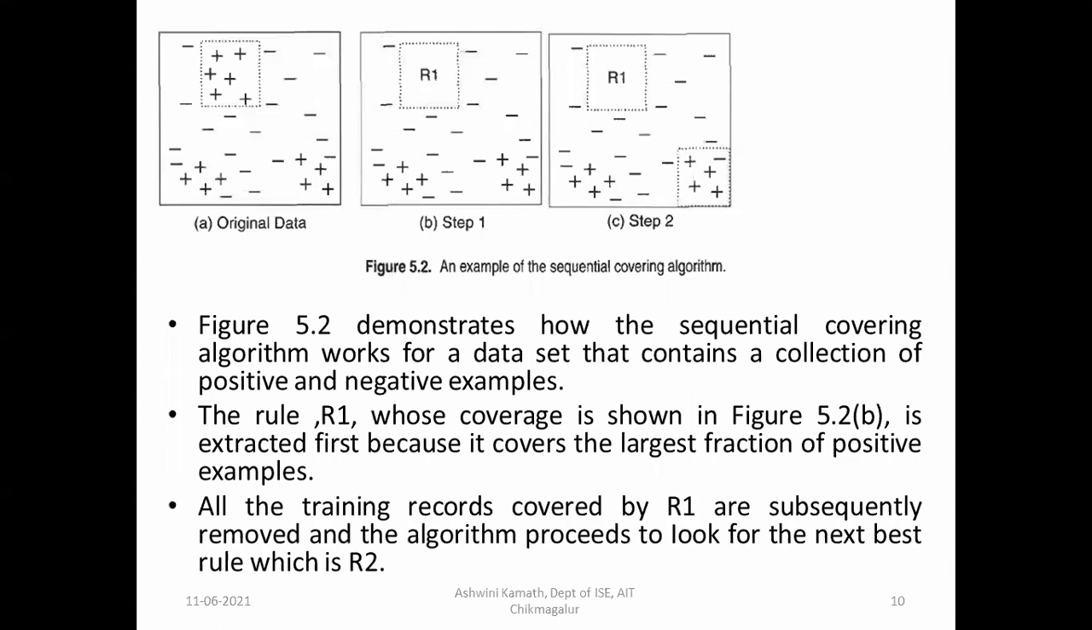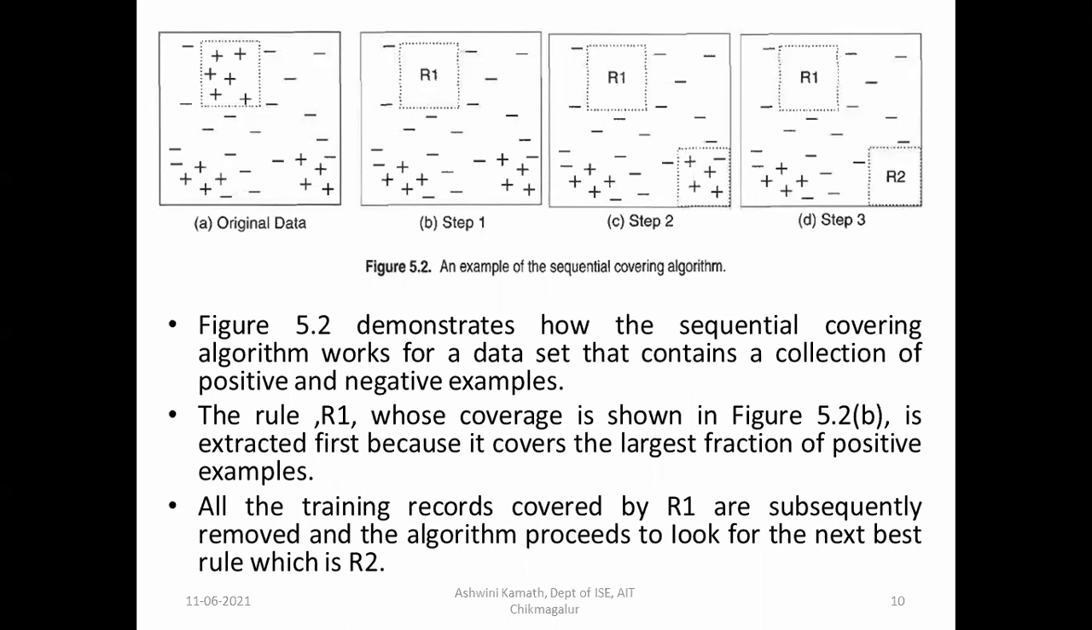All the training records covered by R1 are subsequently removed, and the algorithm proceeds to look for the next best rule, which is, for example, R2. So this will continue. Again, it will take up the next set of positive examples and it will be marked as R3. This will continue until we cover all the positive examples.